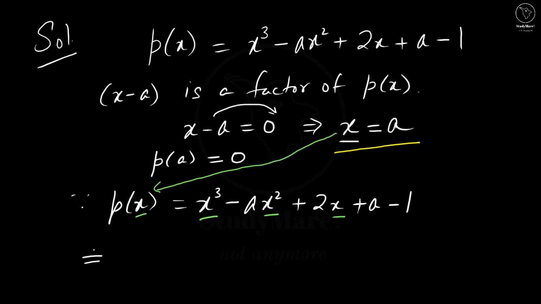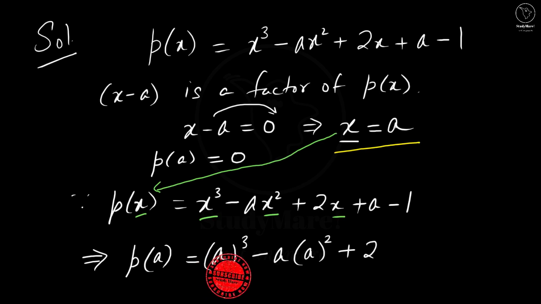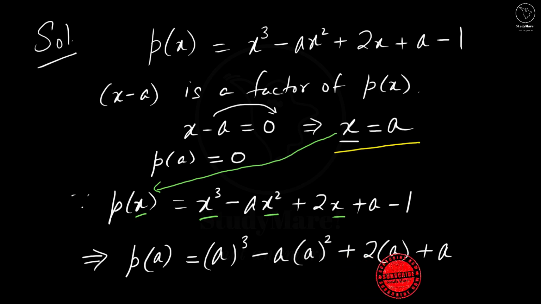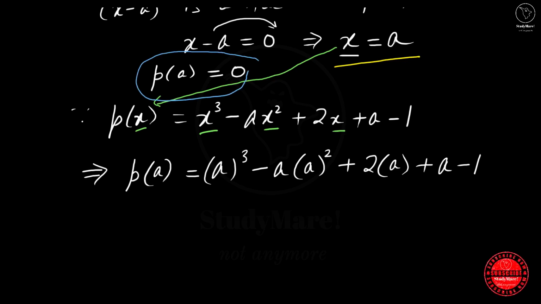So moving ahead, we get p(a). Now since we are taking the value of x as a, this will become a cubed, with a instead of x, minus a into a squared, we already have a squared, plus 2 into a instead of x, plus we already have a over here, and minus 1. We have already seen that p(a) must be equal to 0, which means this should be equal to 0.